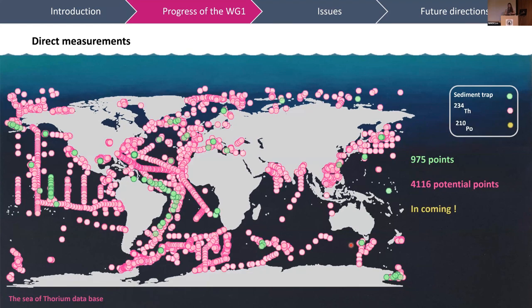We are planning to add the gravitational flux derived from thorium and polonium. The pink points correspond to all the potential data we can have from thorium. I said potential because these are radioactivity data and these are not converted to fluxes yet. This needs a large amount of time to do properly and in a consistent manner. But as you can see, it will cover a major part of the region.